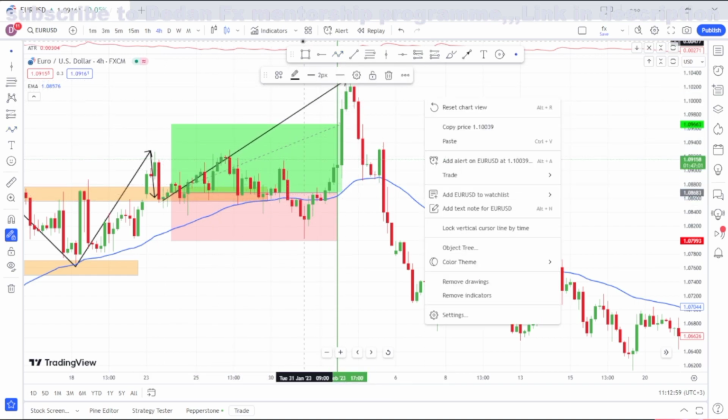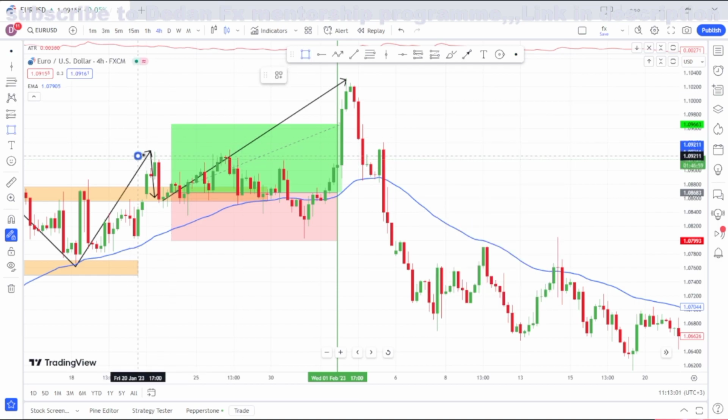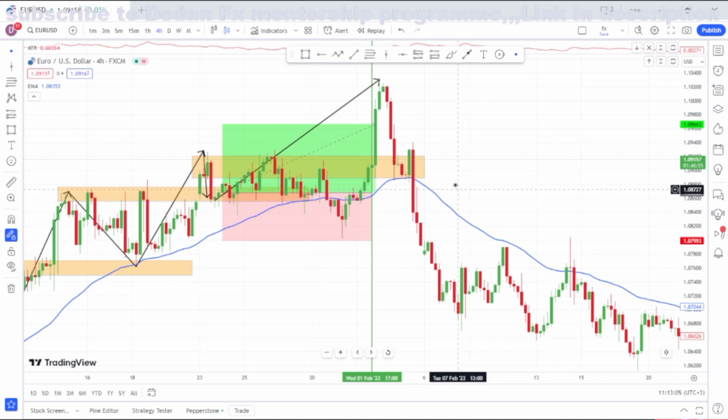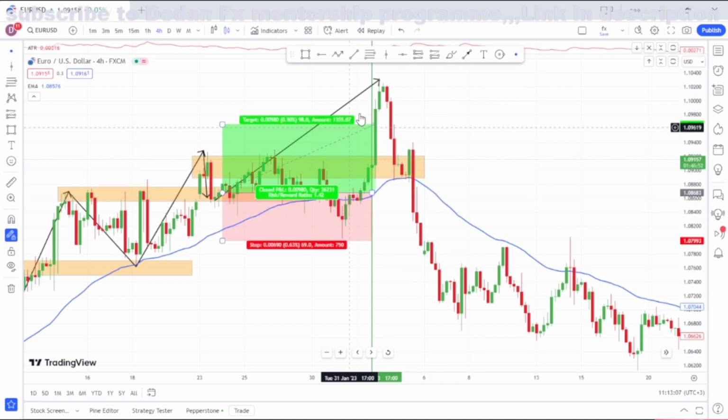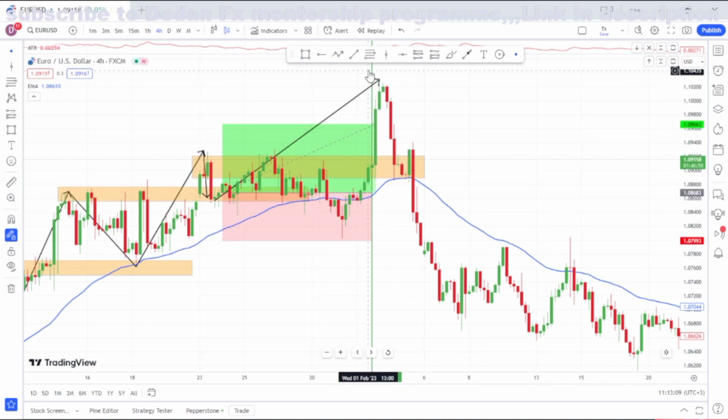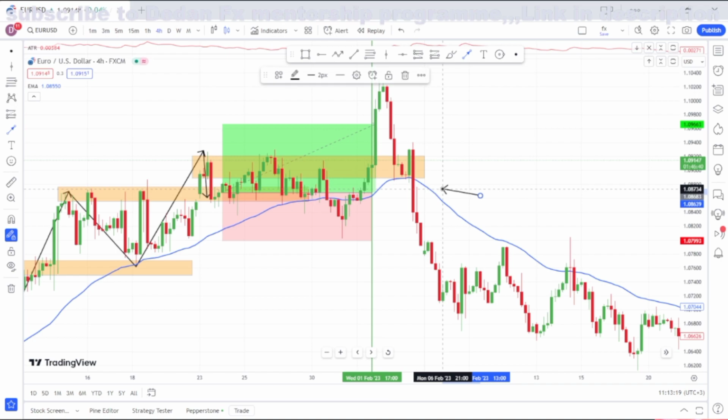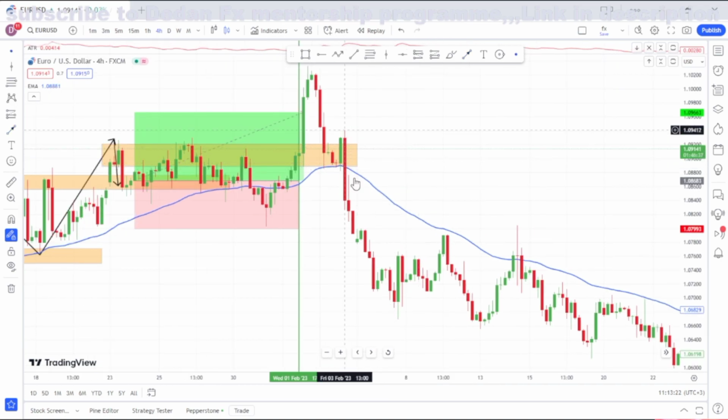After breaking that structure, my zone should have looked like this. Alright, that could have been my zone. But you can see here, price came back to my zone, yes, but it did not give me two trend continuation candles. So it gave a pullback, yes, but I did not have any entry reason, so I avoided that trade. And after avoiding that trade, you can see what happened.